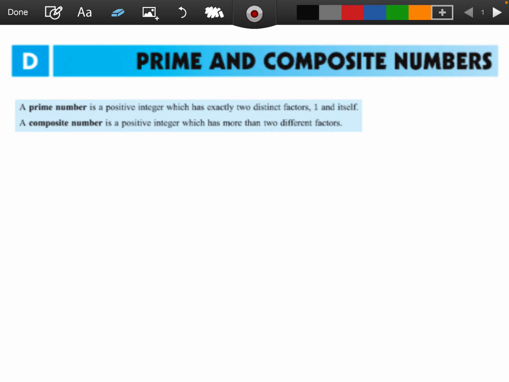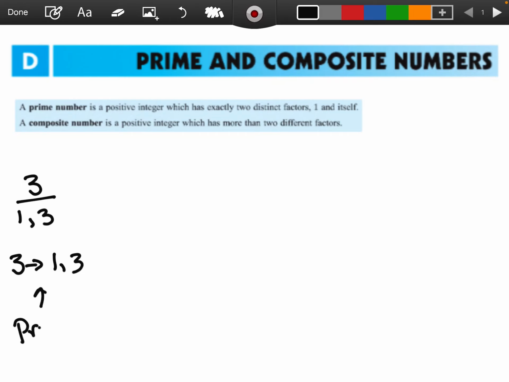So a prime number is a positive integer which has exactly two distinct factors. So exactly two factors, and those factors are 1 and itself. If you think of a number like 3, for example, and you wanted to list the factors of 3, you would start with 1 and 3, and then you would try 2 and realize 2 doesn't work, and then that's it. So if your factor list for a number has exactly two numbers only, 1 and itself, that is considered a prime number.